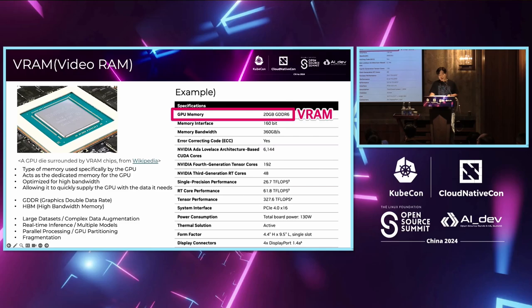In the specification page of your GPU vendor, there is a GPU memory factor. In this example, this is 20 gigabytes of GDDR, which means graphics double data rate. Sometimes the GPU memory, the VRAM, is the HBM type, high bandwidth memory. It's totally different, so you need to carefully verify what kind of VRAM your GPU has.